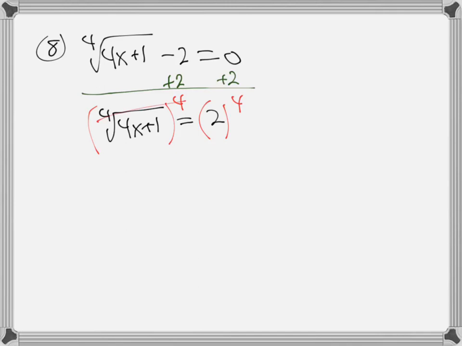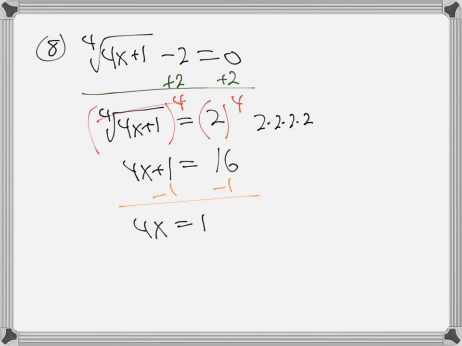Parenthesis 4, parenthesis 4. And these cancel. There's always the easy side where they just cancel and nothing happens. The other side, you've got to work it out. So that other side is going to be 2 times 2 times 2 times 2. What's that, 16? So then we finish it up. Subtract 1 from both sides. 4x is 15. Last step to get x alone: divide by 4. 15 fourths.